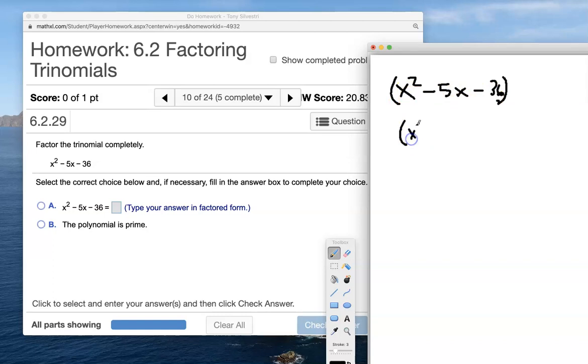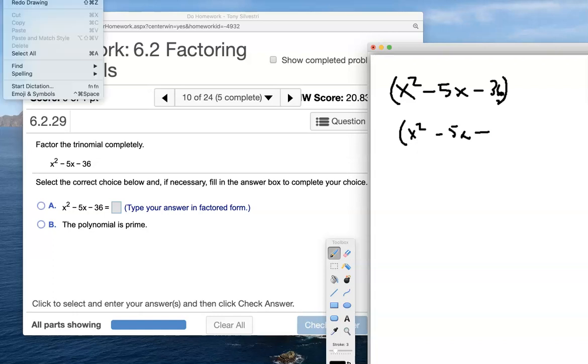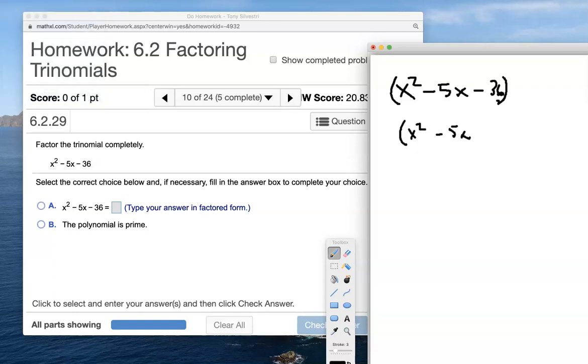X squared minus 5x minus 36. Let's make a better looking x. Minus, oh, let's undo. I've lost my mind. What did I just do there? I'm just copying the problem. Edit, undo, undo. Okay. Sorry about that. I lost my mind. Let's come back here.